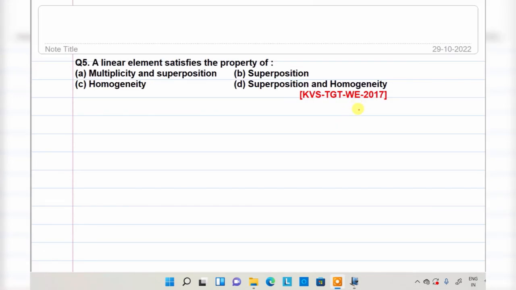Here, a linear element, question number 5: a linear element satisfies the property of superposition as well as homogeneity. This is option D. This is a question from the 2017 question paper. In the examination, this type of theory question is also there.